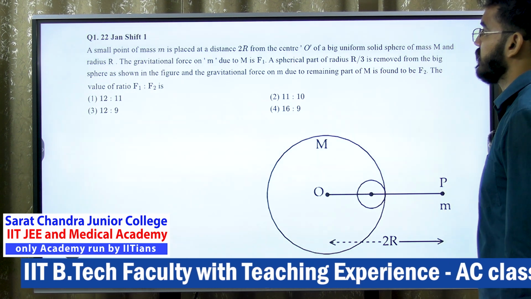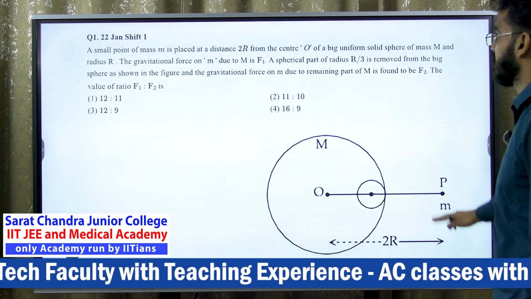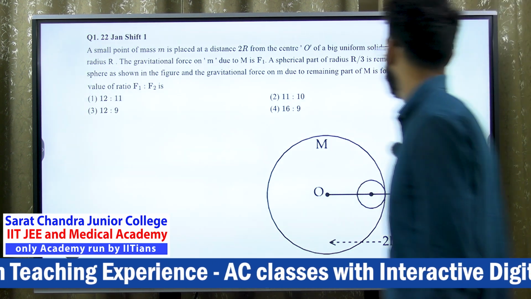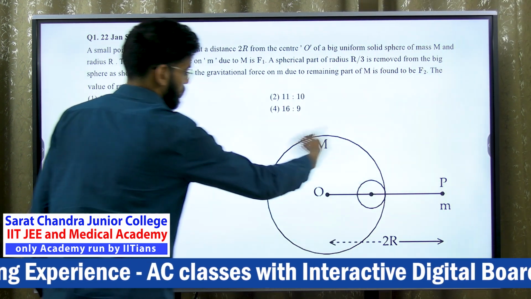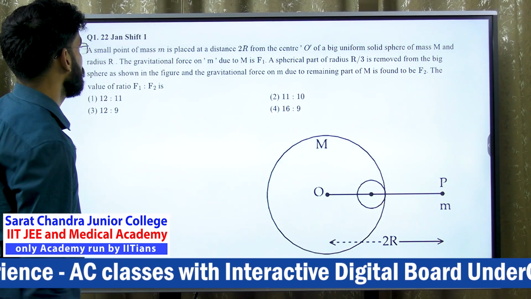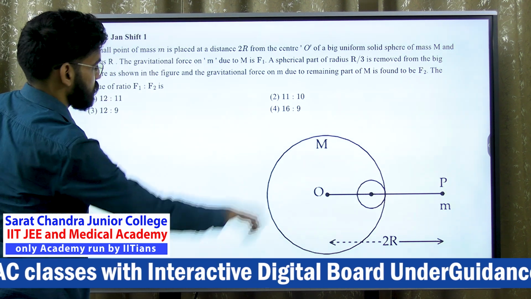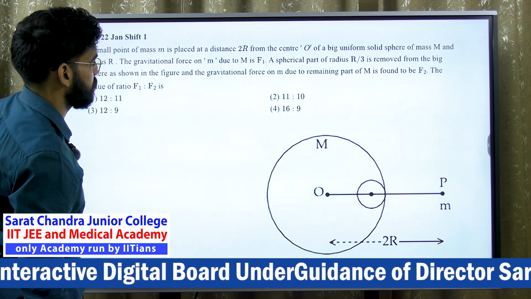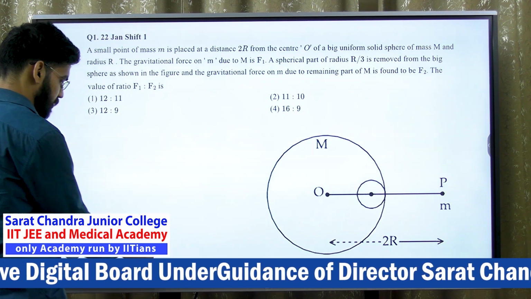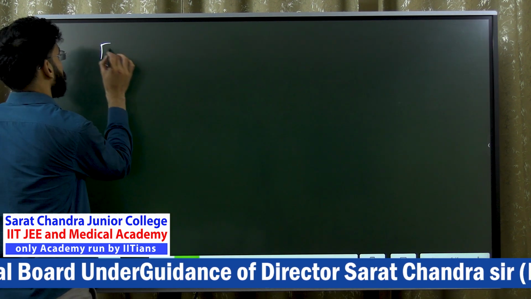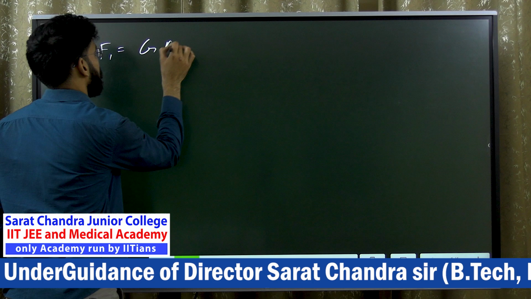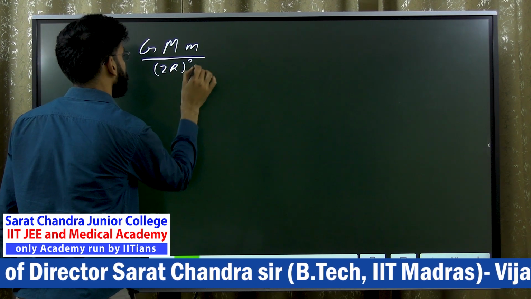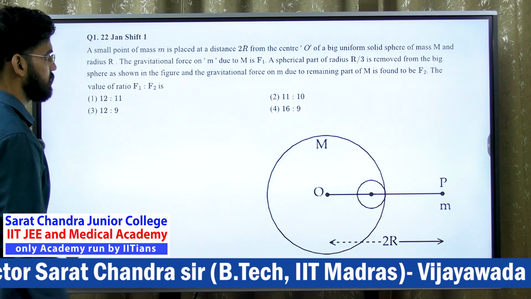So what the question says is, a small point of mass m is placed at a distance 2r from the center of a big uniform solid sphere of capital M and radius r. So this is capital M and radius r without cavity, okay. For this, gravitation force on the P point of small m mass is F1 by capital M. So F1, what can I write down? F1 is G M m by 2r whole square, right? From the center distance is 2r. So this is my F1.